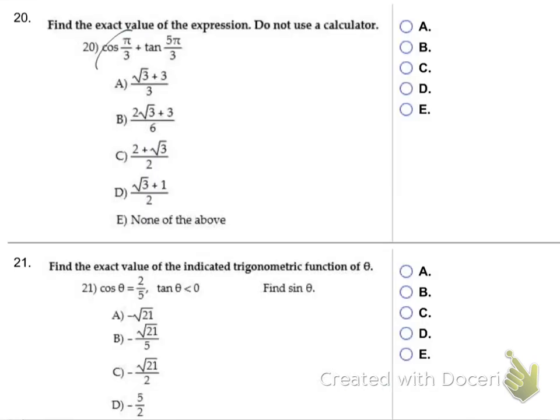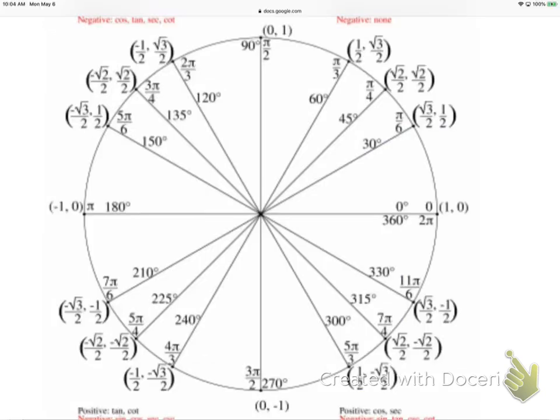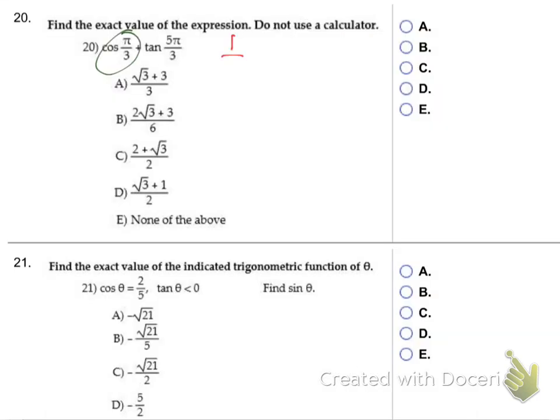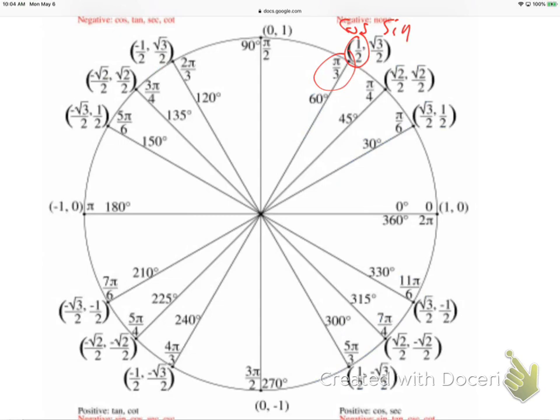Okay, so what's the question? Cosine pi over 3. Let's go find it on the unit circle. Pi over 3. Remember, it's cosine, sine. So cosine is a half. So we got that. A half plus. Now tangent of 5 pi over 3. 5 pi over 3, right there.